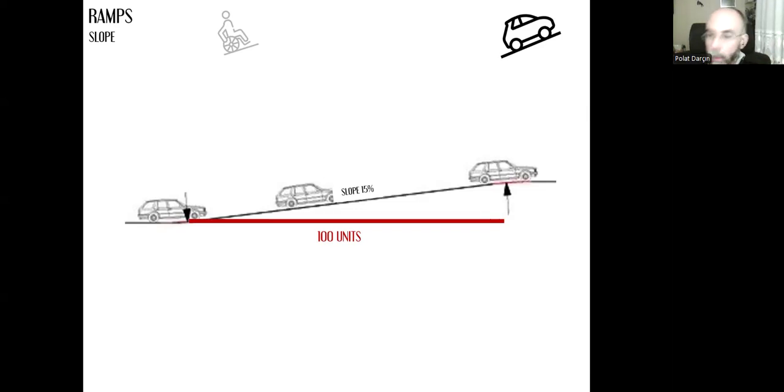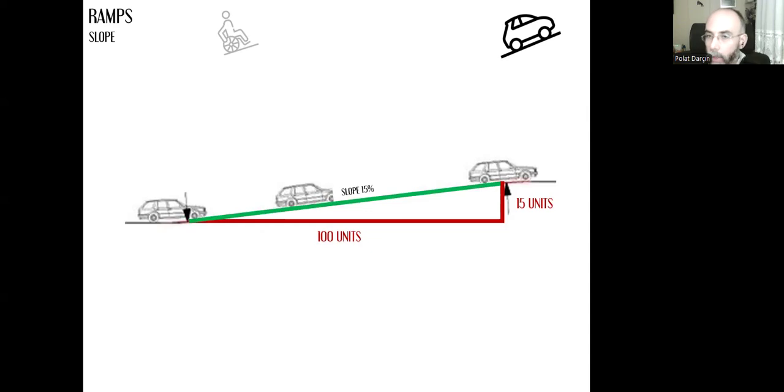And then at the end of this line, we go upwards perpendicularly for, let's say, 15 units. If the horizontal line is 100 millimeters, then we need to go upwards for 15 millimeters, the same unit. If it's for 100 centimeters, then it needs to go upwards for 15 centimeters. And we need to connect the first point and the last point. So we have this inclined line.